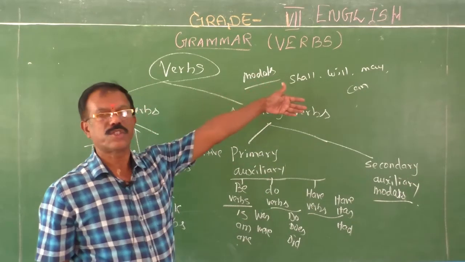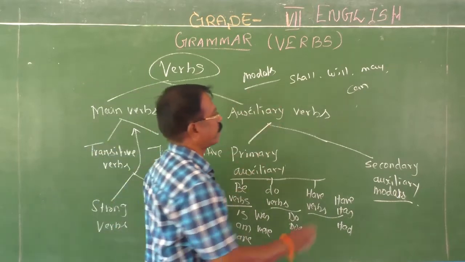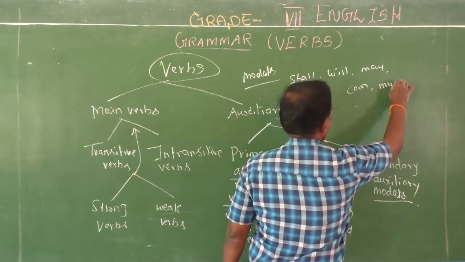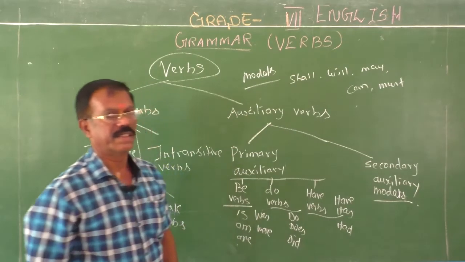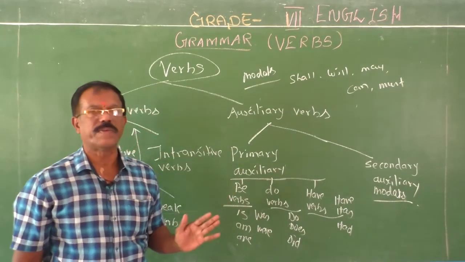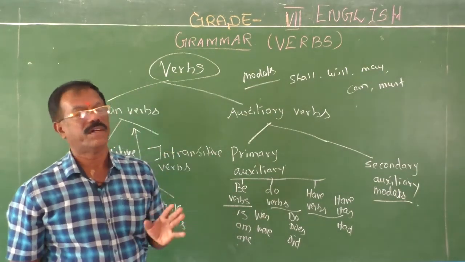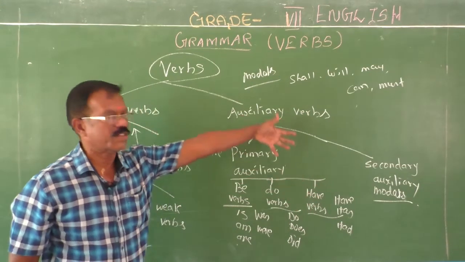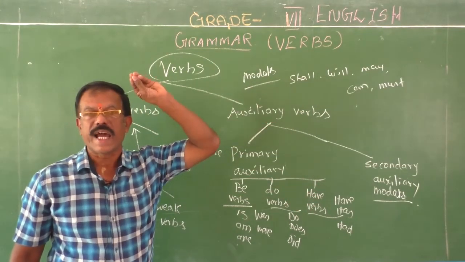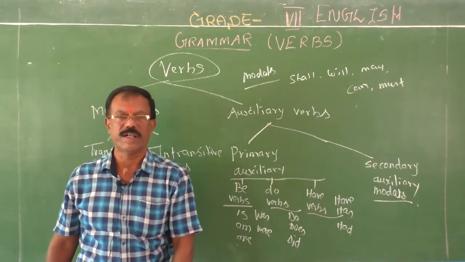Past form of shall, should; past form of will, would; past form of may, might; past form of can, could; and then must. They are called model secondary auxiliaries. Why do we call them primary auxiliaries? Because they can be used as a main verb as well as an auxiliary verb. But the secondary auxiliaries, that is model verbs, can be used only as auxiliary verbs in a sentence. They cannot be used as main verbs.